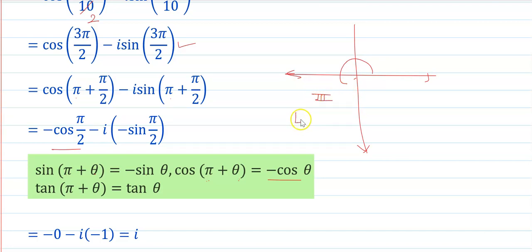In third quadrant, only tan is positive. Okay, tan is positive, and therefore sin of pi plus theta, which quadrant does it go in? It goes in third quadrant. In third quadrant, sin is negative, and hence sin of pi plus theta is minus sin theta. Cos of pi plus theta is minus cos theta. And again, one thing you should remember: whenever there is an integral multiple of pi, the function remains as it is. Sine remains sine, and the sign it gets depends on the quadrant in which it lies.